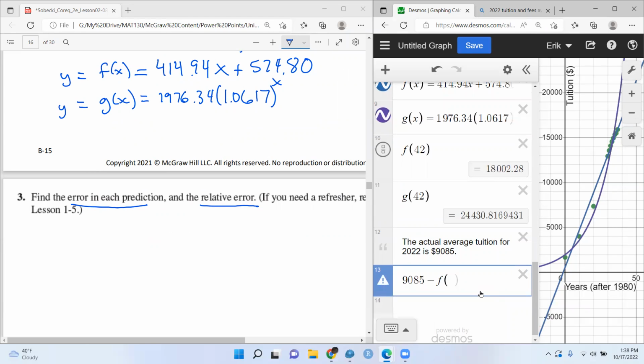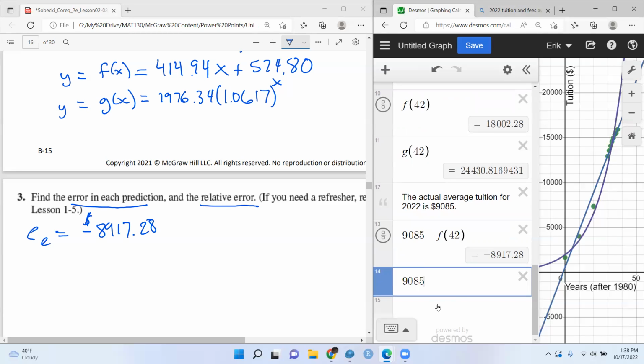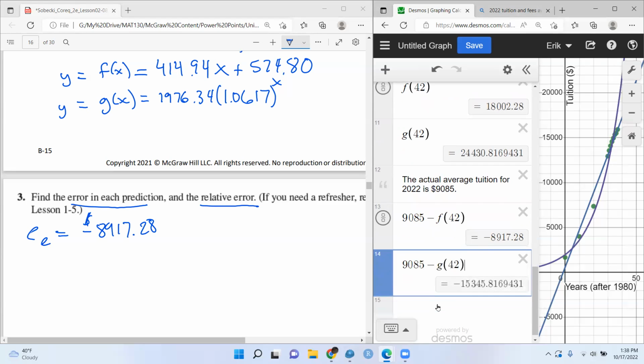Now notice what I'm doing. I'm just typing in f of 42. So for the linear, the error for the linear is negative $8,917.28. And then I'll do the same thing, 9085 minus g of 42. And that is, woo, the error for the exponential.